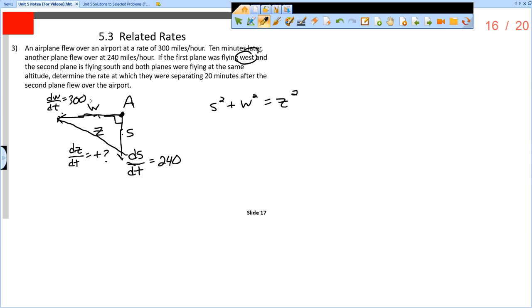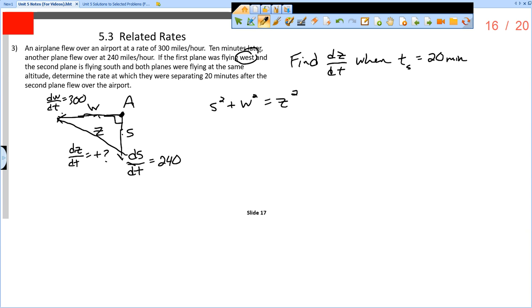Now, we also want to write our find statement. I'm sorry, I went slightly out of order, right? So find what, when, what. Well, determine the rate at which they were separating. So that would be dz dt, that's what we've called it, when what is true. Well, it says 20 minutes after the second plane flew over the airport. So t, now I'm going to call it t sub s for the time that the southbound plane had been flying, which is 20 minutes.